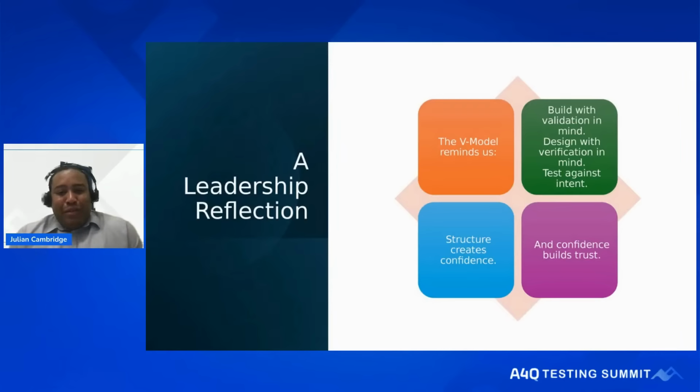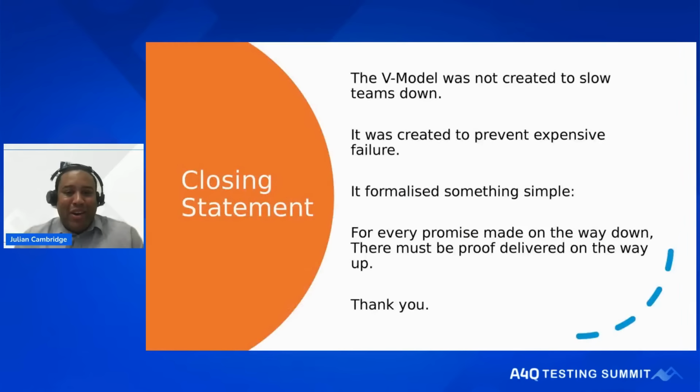Okay. So from a leadership perspective, I do like the square in the bottom right. Confidence builds trust. And this is what the V model has come to remind us. Structure creates confidence as well, not even just in testing, of course, in everyday life. Build with validation in mind, design with verification in mind, and test against intent. So we're not just guessing here. Of course, exploratory testing is phenomenal, but where we have test bases and artifacts in place, this is where we want our testing to be far more certain in our approach. Using the test levels on the right, coupled with the test artifacts on the left.